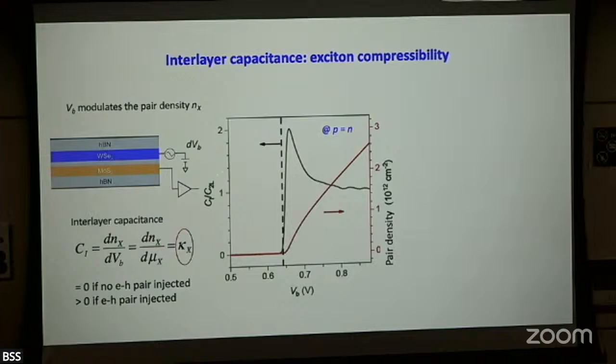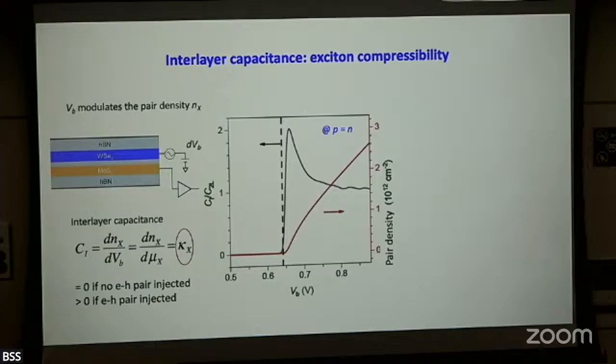I already normalized by the geometrical capacitance between the two layers. So initially you have nothing. That means we cannot inject the exciton when the bias is very small. Then when it hits this threshold, 0.6 some eV, immediately the compressibility shoots up. And that means now we can inject exciton into the system, right?